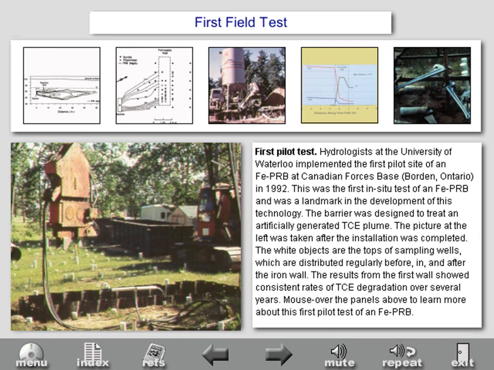The first field test of an iron PRB took place at Base Borden in Ontario, Canada, performed by researchers from the University of Waterloo. This test was run for about 5 years, starting in 1992. The data collected provided valuable information on the performance and longevity of iron walls. The success of this demonstration convinced many people that iron walls might make a viable commercial remediation technology.